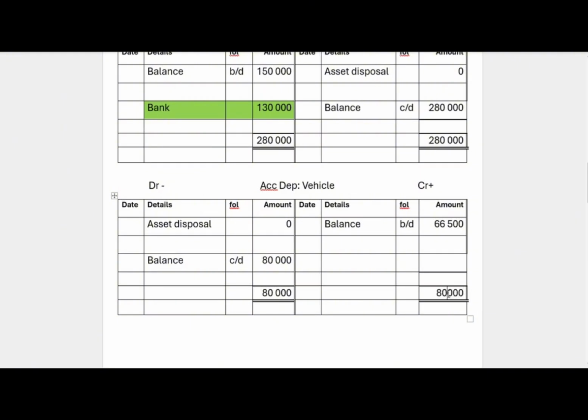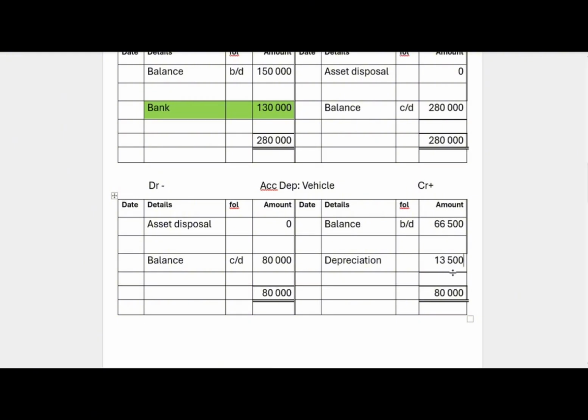All right, and then we will have depreciation right there. So depreciation on vehicle is going to be 80,000 minus 66,500. I'm getting 13,500. 13,500. And then we are done with vehicle. Are you with me right there? We are done with vehicle.